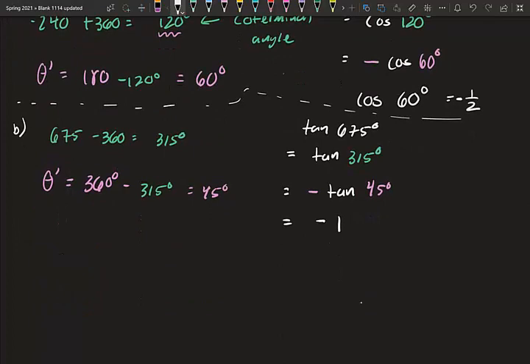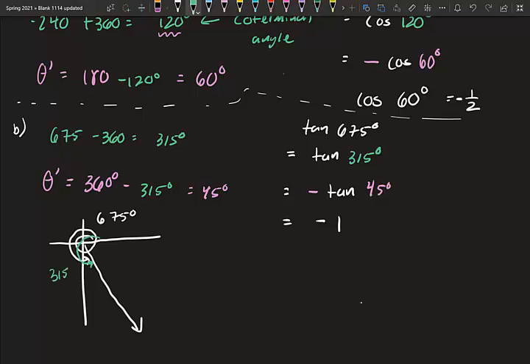Or we could use triangles. So if we drew quadrant 4, we know we're in quadrant 4 because of our coterminal angle of 315 degrees. Our original angle is somewhere about here. It goes around twice. So once, twice. That's 675 degrees, sorry. Then we found out that's just the same thing as 315 degrees. That led us to saying, well, I can find the reference angle now. So the reference angle is 45 degrees. So we finish out our triangle.